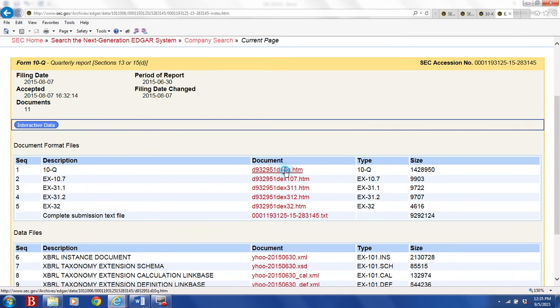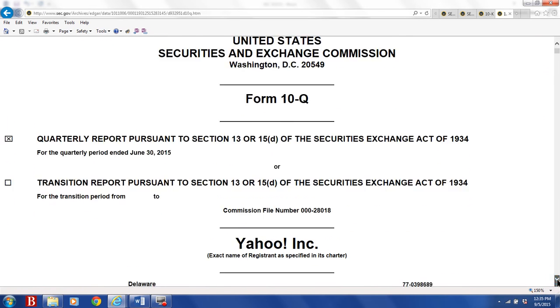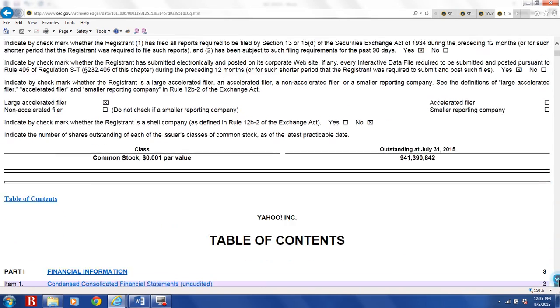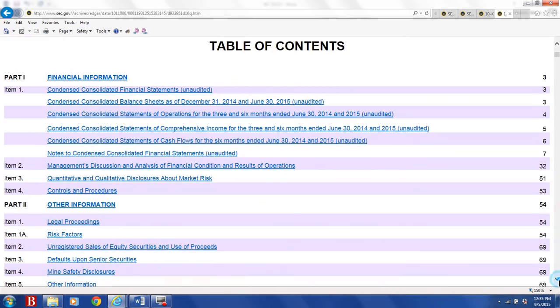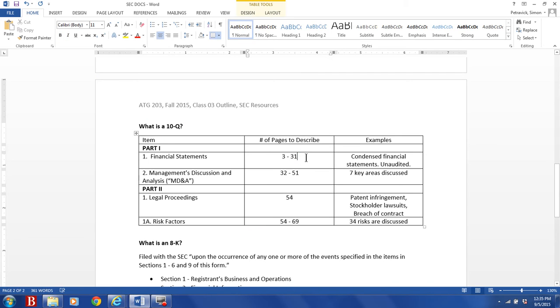So just like before, I can go to the 10Q report. Tells us who they are, where they're located, right? Those types of things. And then it has a table of contents. So the first item, right, is financial statements. Notice the word condensed is used, so the balance sheet and the income statement aren't as detailed. And the second thing I'd like to point out is that they're unaudited.